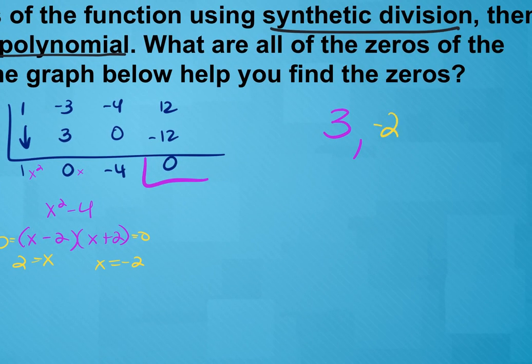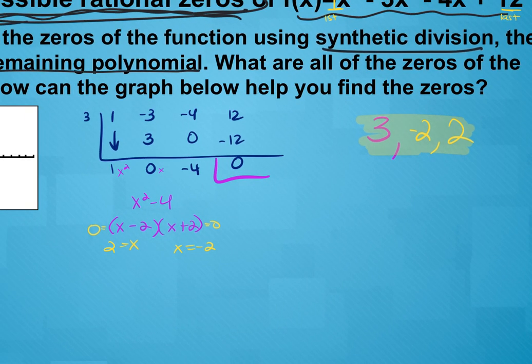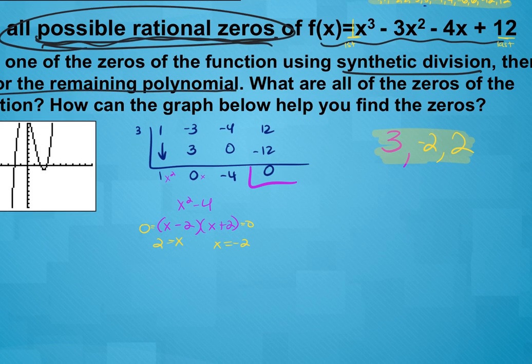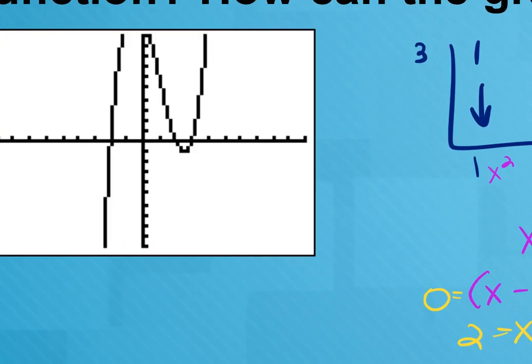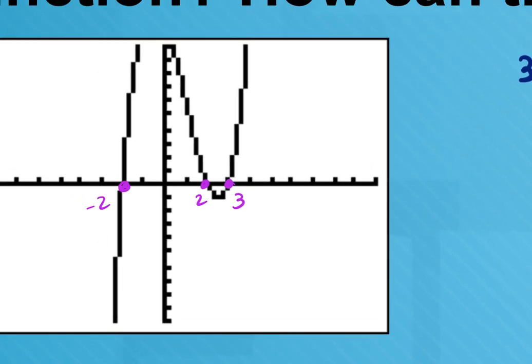Now it asks for all the zeros. So these are all my zeros. 3, -2, and why did I write 3 twice? 3, -2, and 2 are all my zeros. Then it says, how would the graph below have helped you find those zeros? If I look at this graph, each of these x-intercepts match the zeros, okay?